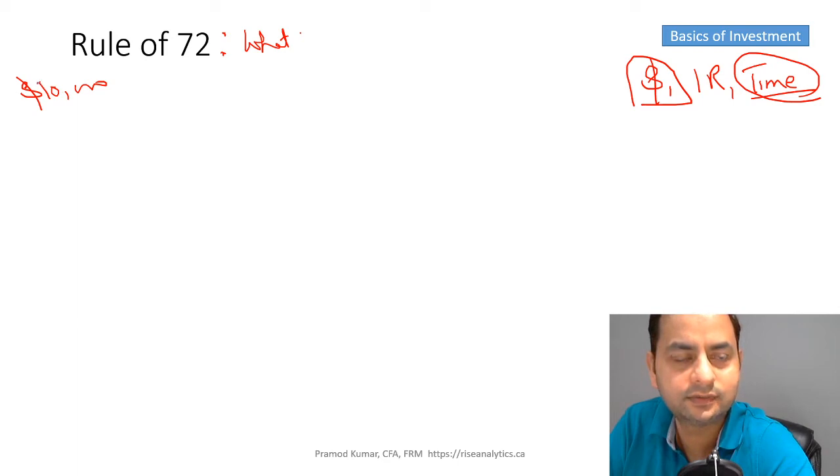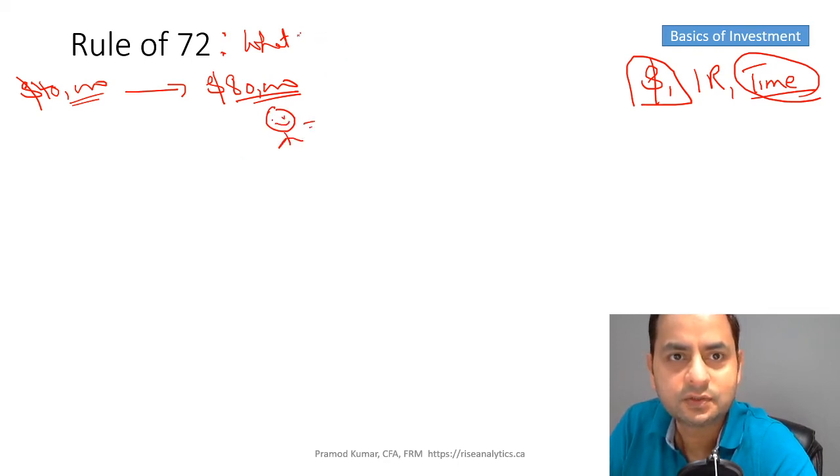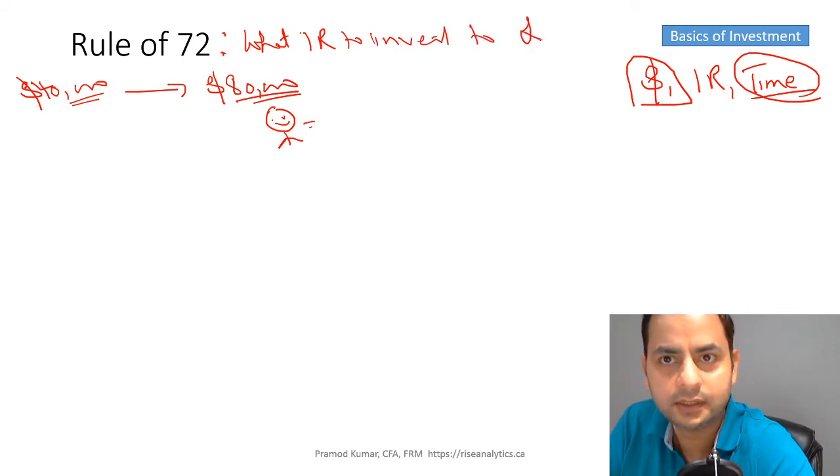Let me take this for simplicity: let's say I have 40 grand, and I need 80 grand, as an investment, somewhere to invest, let's say as college fees for a student. So this is my child. So what interest rate do I need to invest at to double my money?